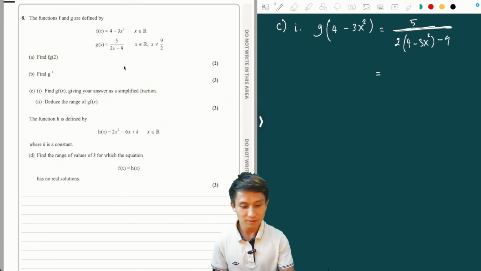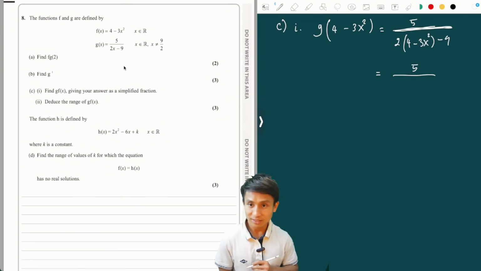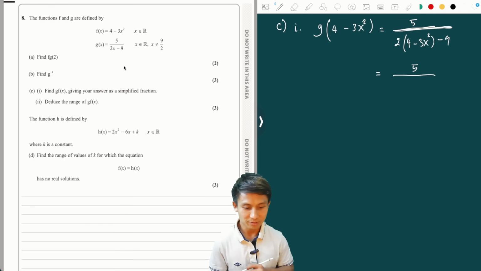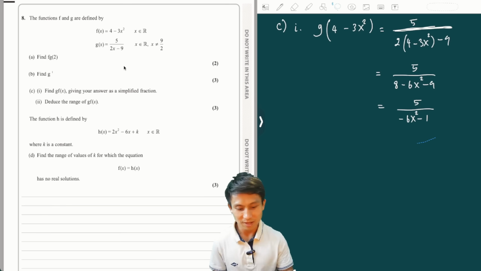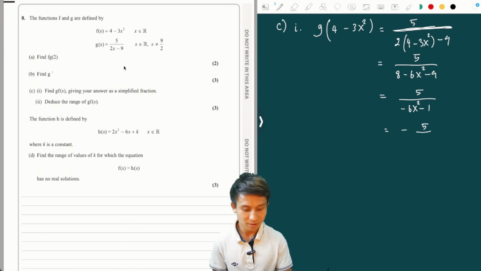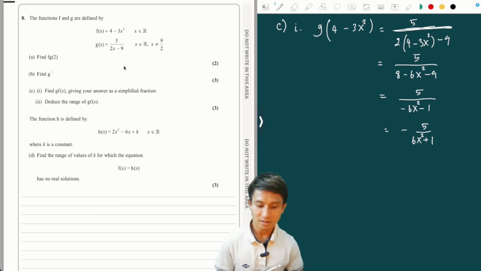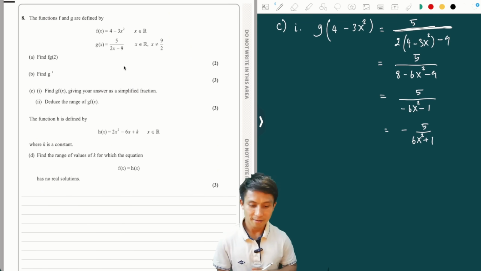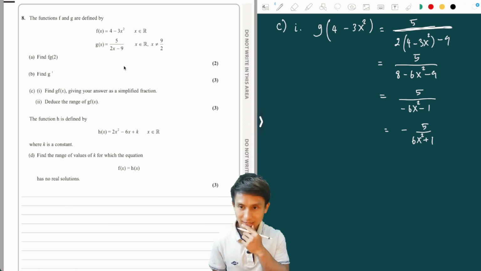All right, so we simplify that. Give your answer as a simplified fraction. Okay, we're going to try our best to simplify that. So it's 8 over minus 6x squared minus 9, so it's minus 6x squared minus 1. But if you want it simplified, then I can give you minus 5 divided by 6x squared plus 1. How about that? You can pull the minus out. Okay, so that's it. And then we deduce the range of this.